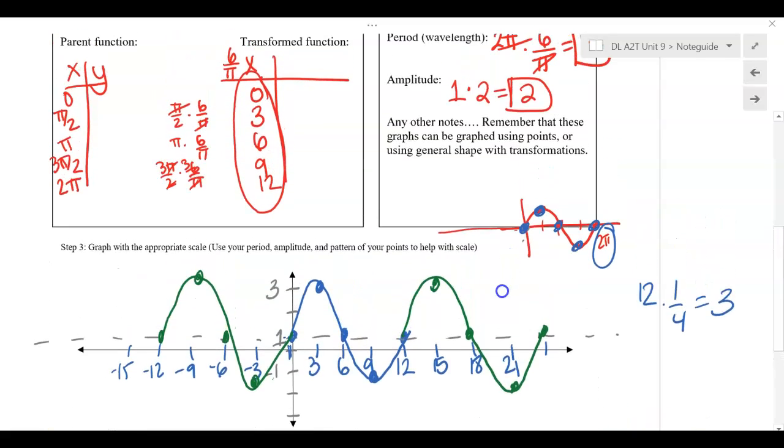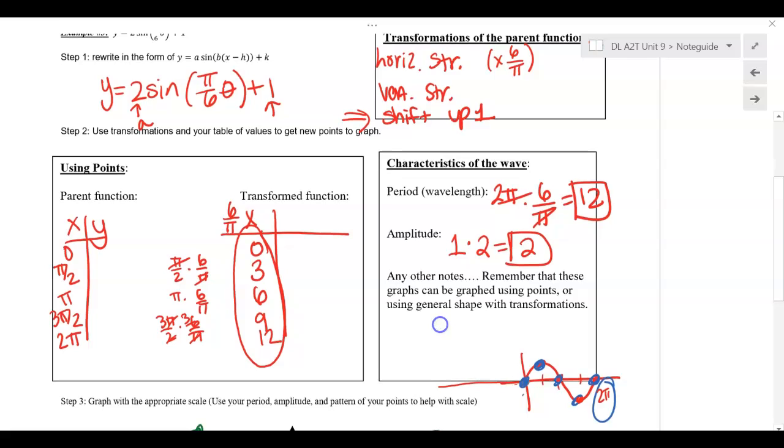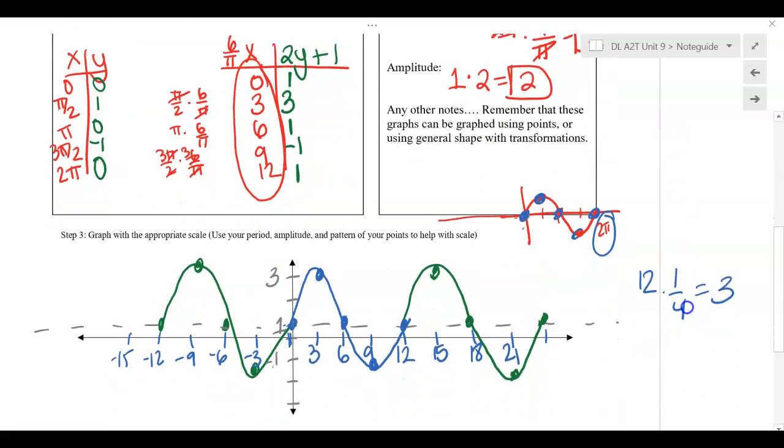If you did the points, we had already done the horizontal change. The vertical changes were the stretch and the shift up 1. And remember, the sine parent function goes through these patterns. So we would see these values, and those are the same points that we got on the graph.